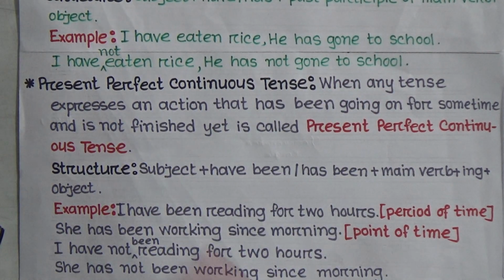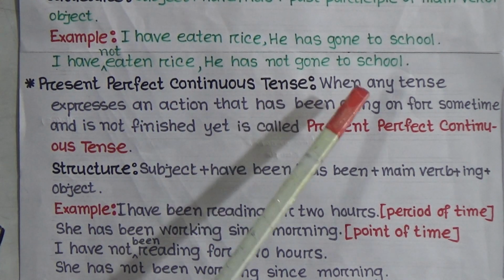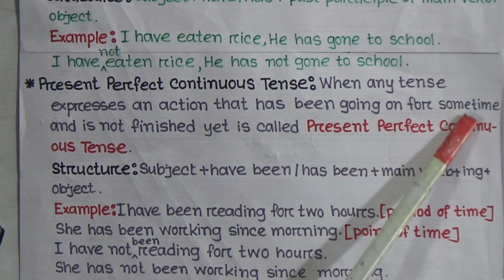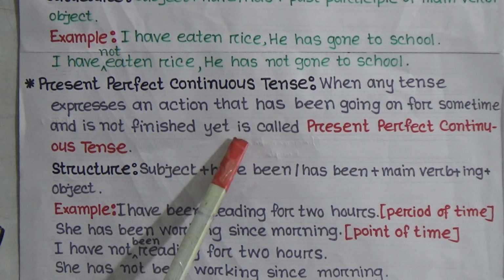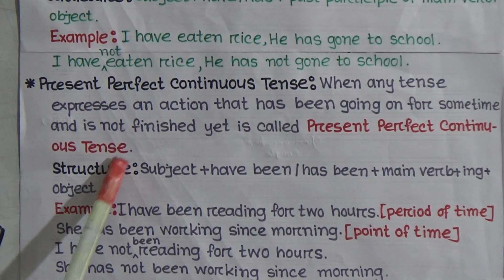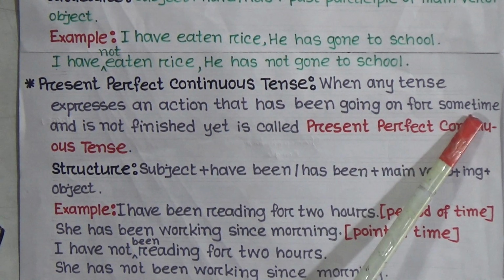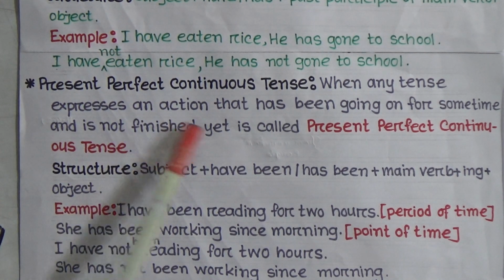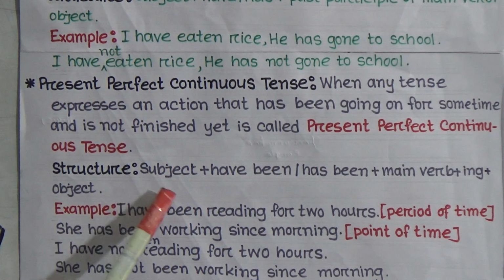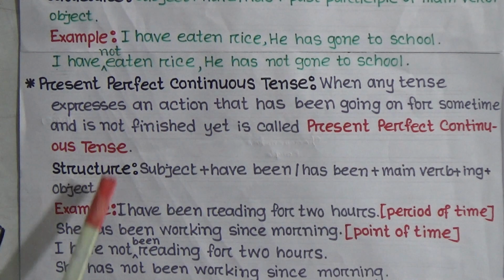And at last I am going to discuss present perfect continuous tense. The definition is: when any tense expresses an action that has been going on for some time and is not finished yet, it is called present perfect continuous tense. I am repeating, when any tense expresses an action that has been going on for some time and is not finished yet, it is called present perfect continuous tense. And the structure is subject plus have been or has been, and main verb plus ing, plus object.